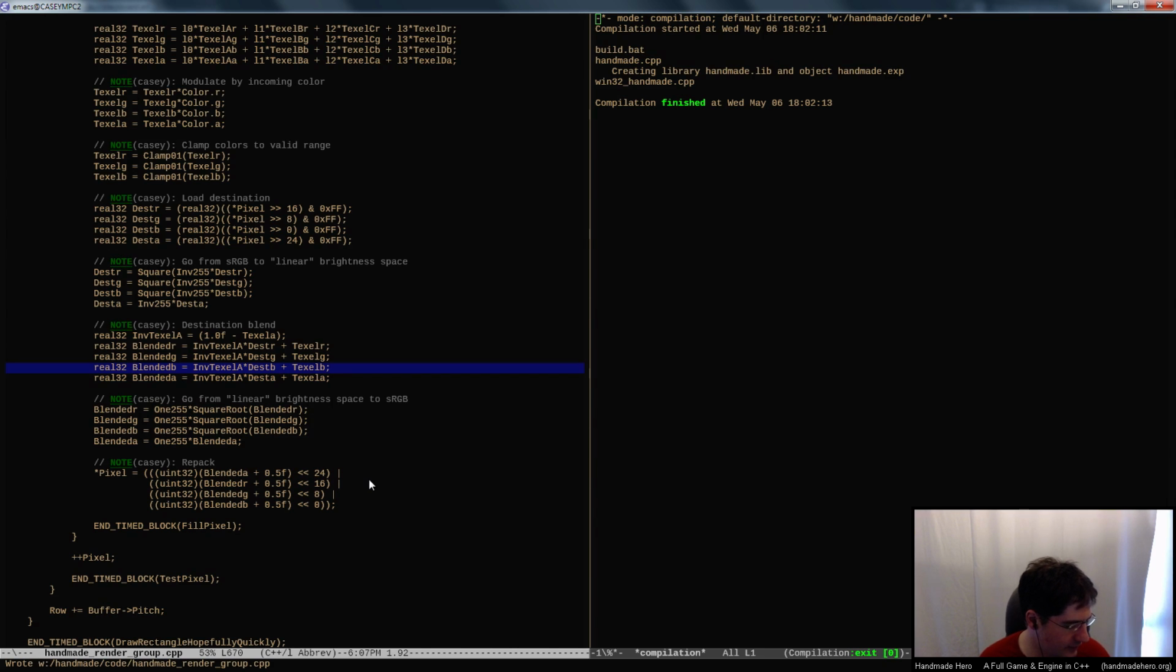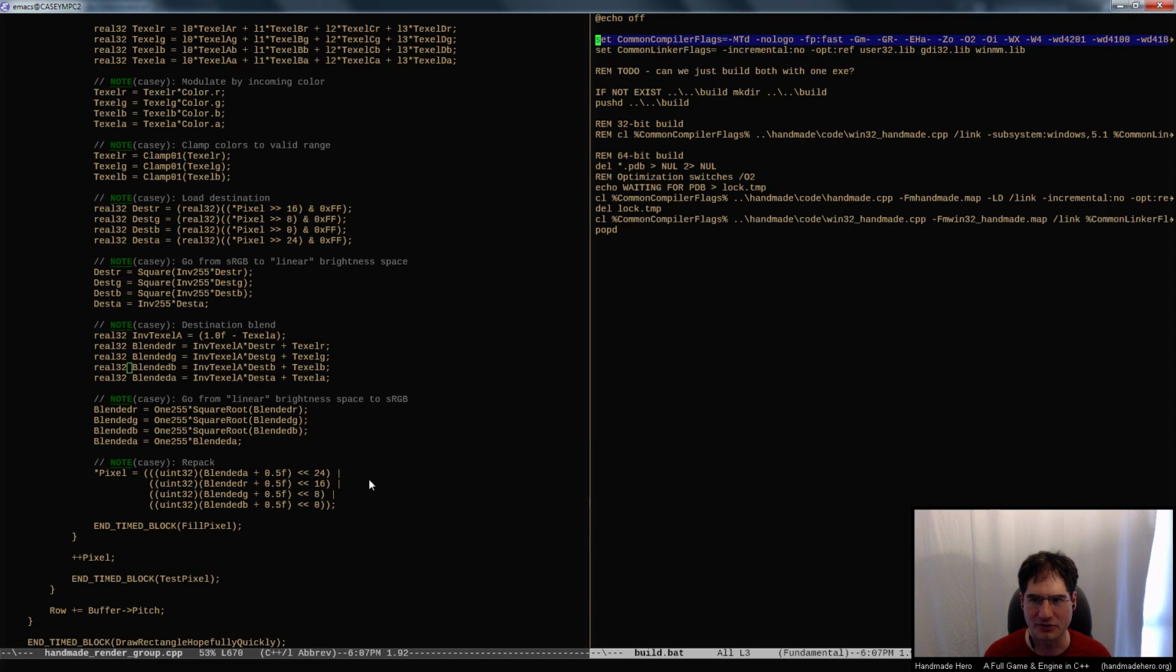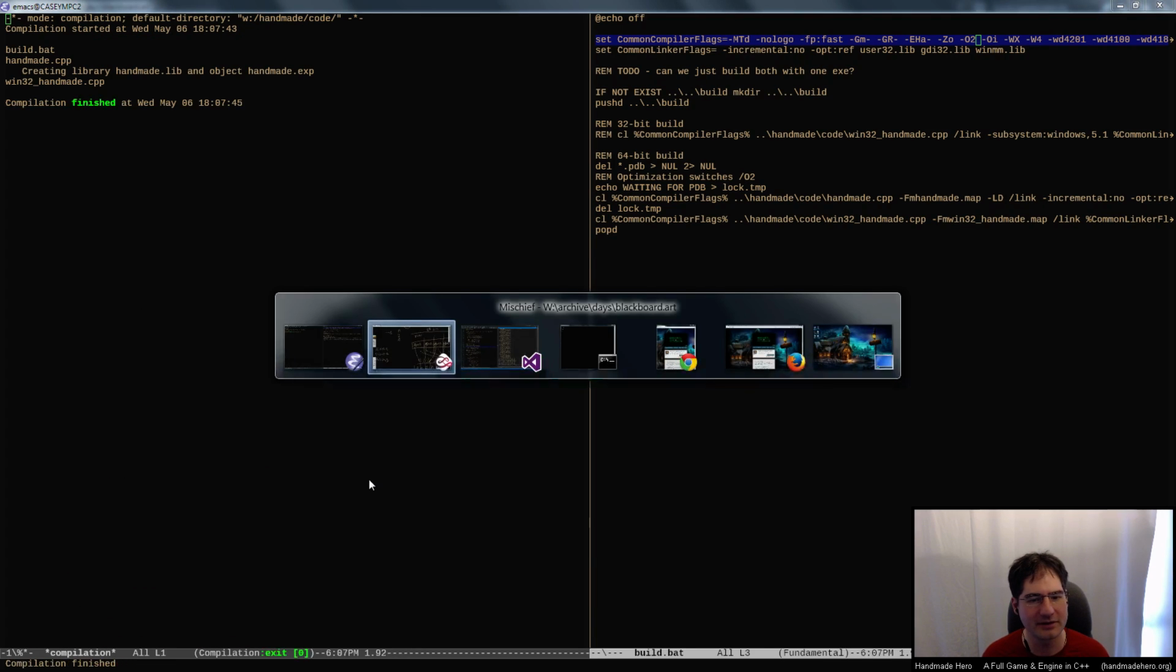Why did you use O2 instead of O3 or O fast? I think just because I don't really know the compiler switches these days that well. Is O3 faster than O2 by any? Let's find out.